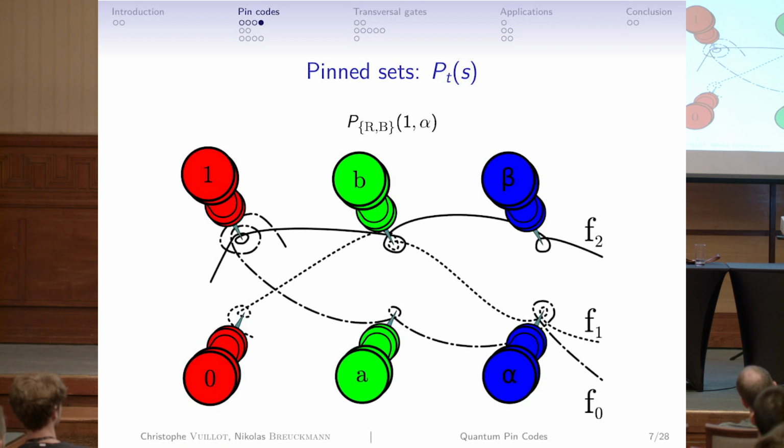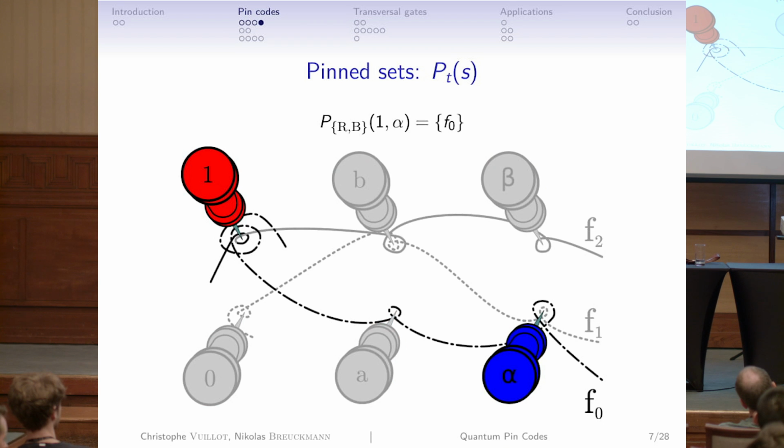Now let's do a second example to be more clear. So now I choose this other type, red and blue, and these two pins, 1 and alpha. And so I want all the flags that exactly have the value 1 and alpha on the levels red and blue. So in this case, there's just one guy, just this F0 that does this.